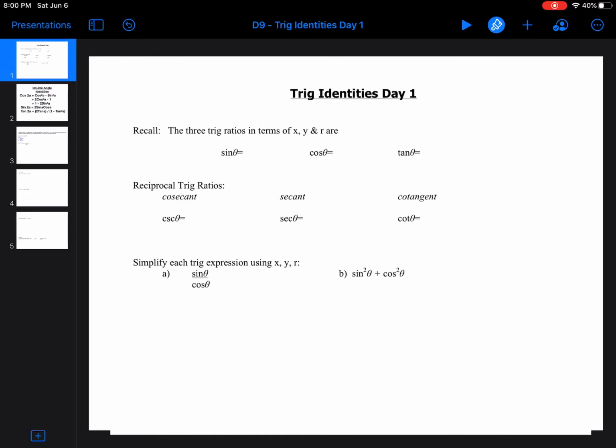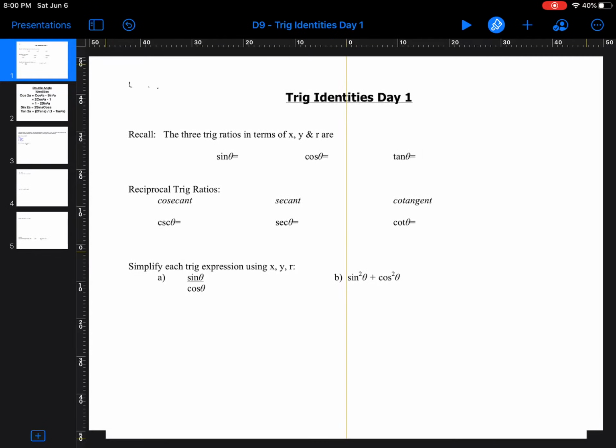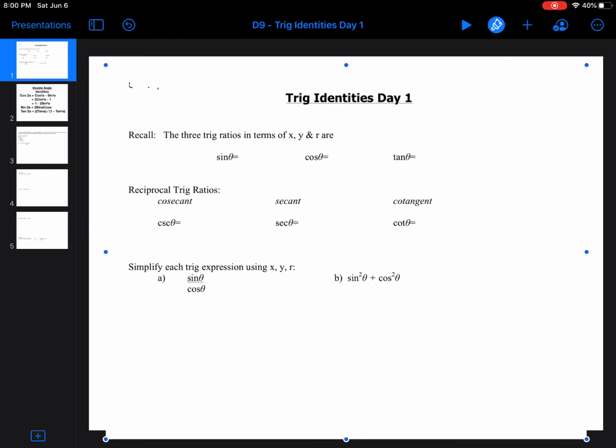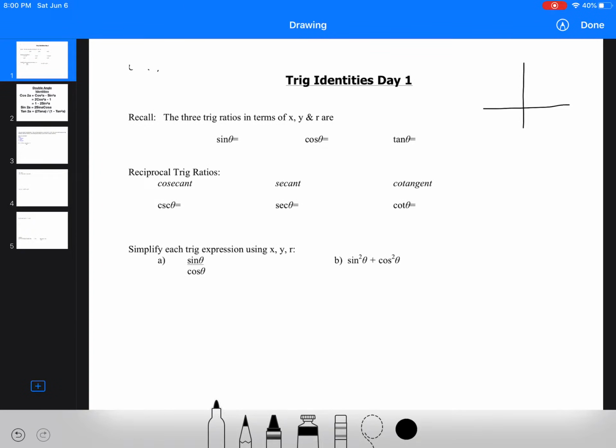Okay, so trig identities. The first thing you need to do is think about the unit circle. That's kind of where trig identities all start. So if I threw a point out here, 1 unit away, it's going to be some value of x, some value of y, and then 1. We'll call that the radius, but think of that, the radius equals 1.